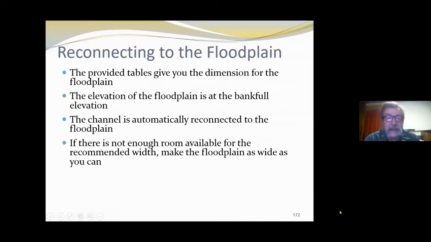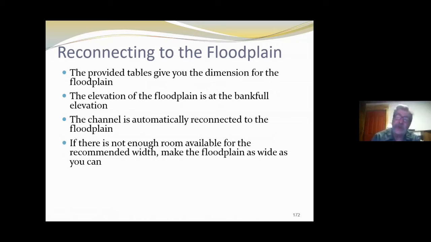Reconnecting a floodplain, again, those tables give you the dimensions of the floodplain. The elevation of that floodplain is at bankfull. So again, you're starting your bankfull cross section at the top of that floodplain. So if you need 130 feet of floodplain, you're going to construct that channel starting at that elevation where you have that maximum width of floodplain. You might not always get 130 feet if that's what it calls for, but you want to get as much as you can, because again, those floodplains are very critical to maintaining the stability of that channel.